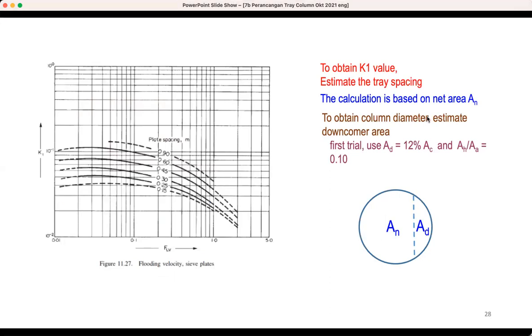Once you know the flooding velocity, you can get the maximum velocity that you want, and you can also calculate the AD or the area. Then you can get the diameter. You can estimate the volumetric flow rate, and then estimate with the height, and then you can also get the area and then the diameter.